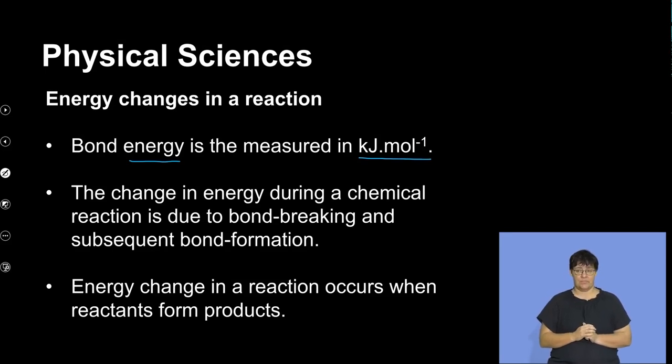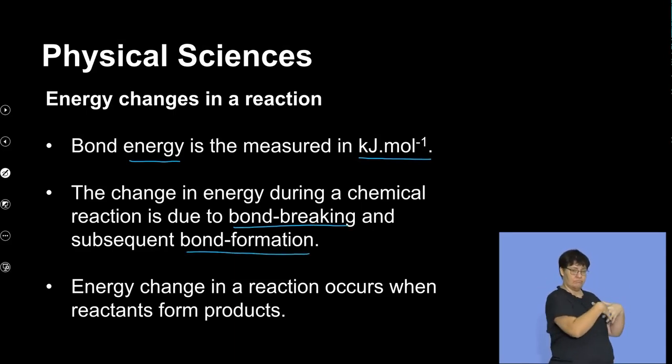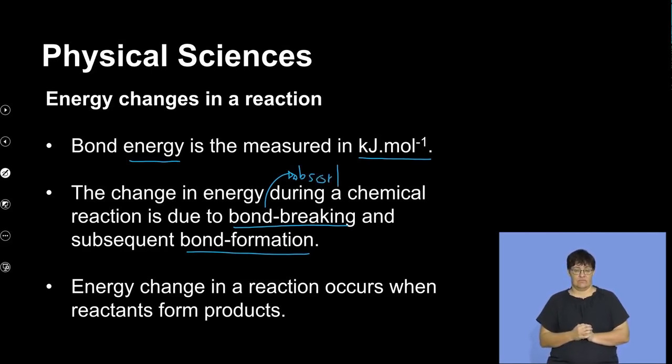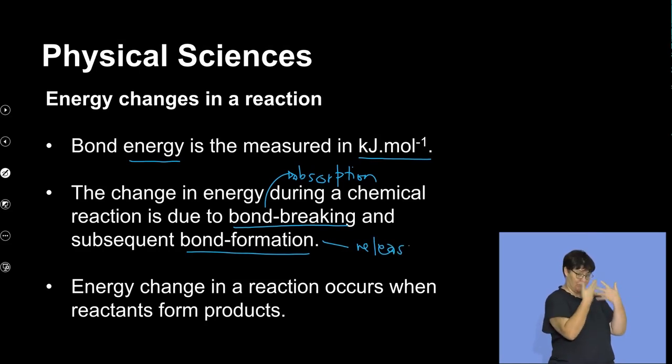So the change in energy during a chemical reaction is due to bond breaking and bond formation. We say these two happen subsequent to each other. For us to form new substances, bonds must be broken. So in bond breaking, there is absorption of energy. While during bond formation, there is energy release. So the release of energy is actually coupled to the formation of new bonds.